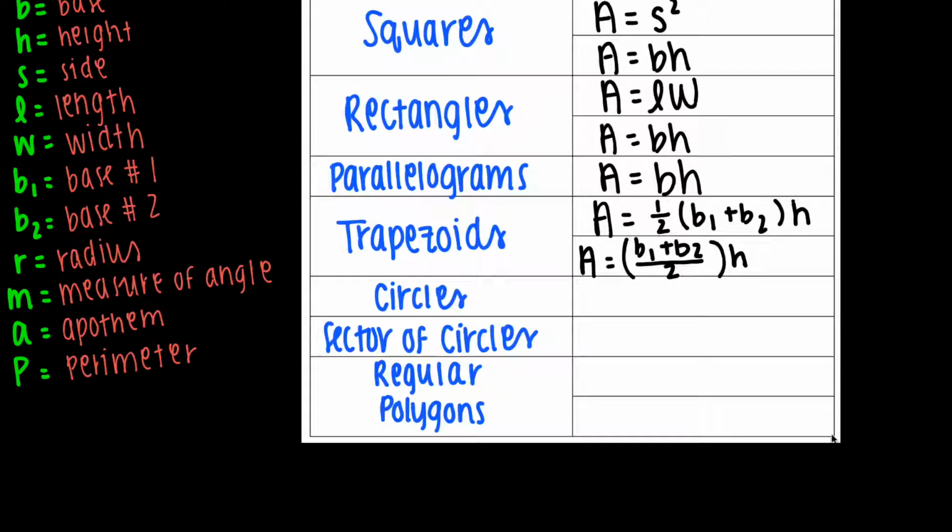For circles, you have area is equal to pi. Remember, pi is a number. It's not a variable. Pi times the radius squared. For sectors of circles, you have area is equal to m degrees, so whatever the measure of the angle is, divided by 360 degrees, times that area for a circle, pi r squared.